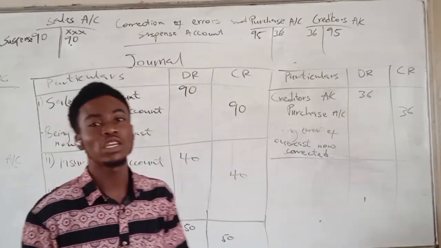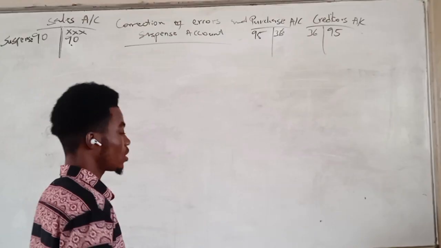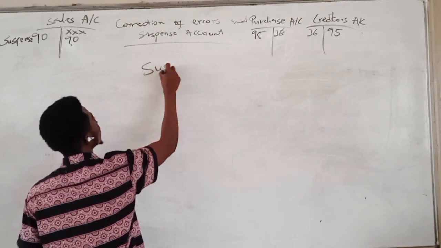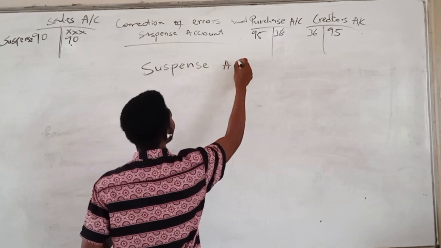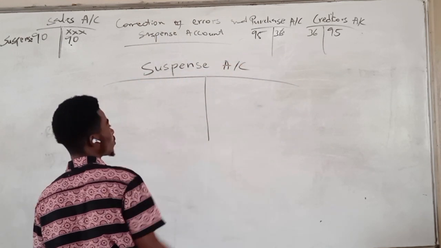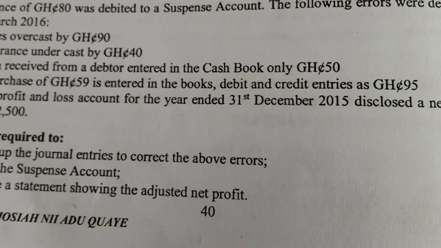So we are now done with the journal. Let's move on to the suspense account. The second one says you should show the suspense account. Okay, so now our suspense account. Okay, so now let's look at the first one.